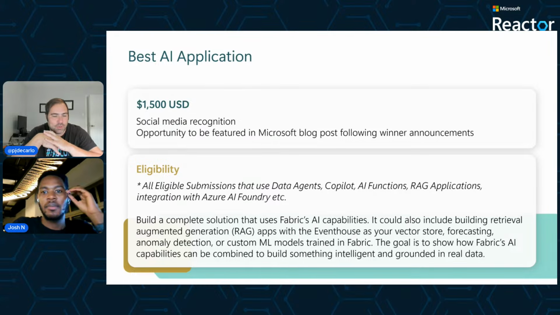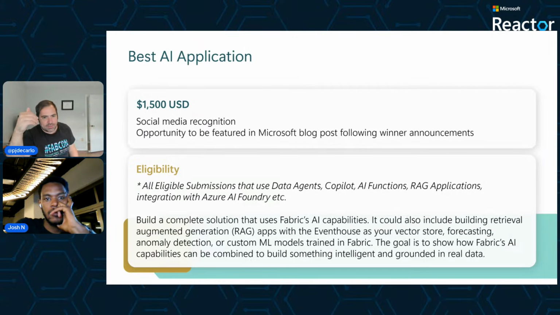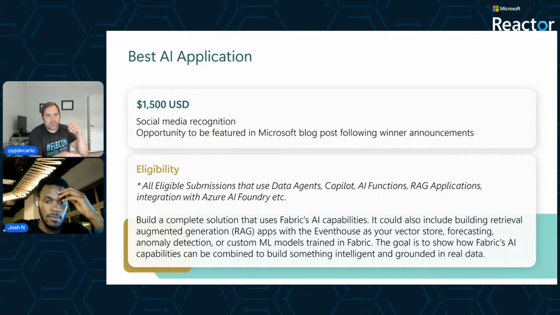But this is, of course, an AI application, something that potentially uses Fabric's AI capabilities. It could also be building a retrieval augmented generation app, utilizing Eventhouse as a vector store. There are a lot of ways that you could be submitting into one category. And we might actually also see it in this category. I could certainly see a lot of crossover with this particular one.